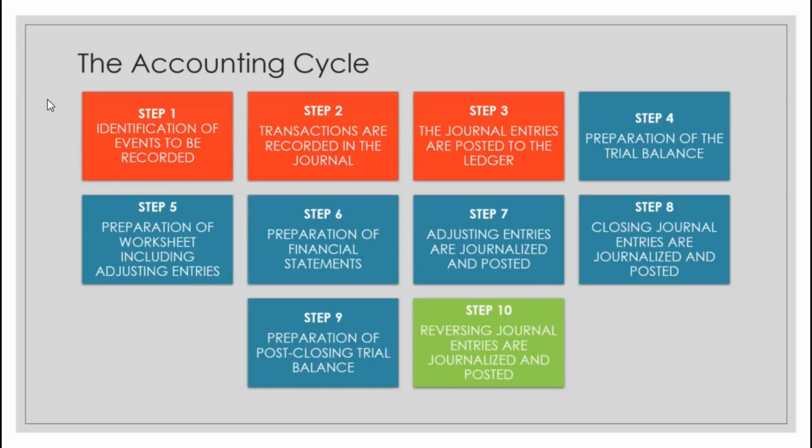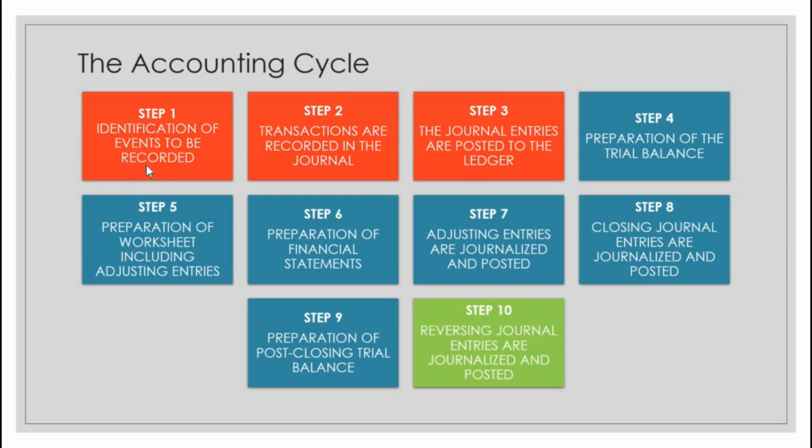So these are the 10 steps in the accounting cycle. Step 1 is the identification of events to be recorded. Step 2 has something to do with a journal. In this step, transactions are recorded in the journal. Then we have step 3, wherein the journal entries are posted to the ledger. So this time we are now using the ledger.